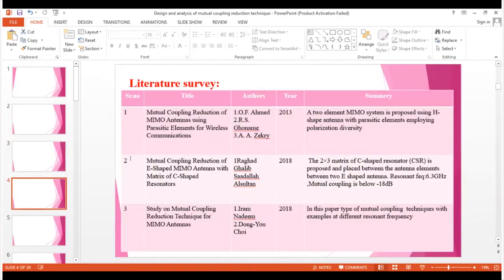Literature survey. In the first paper, a two element S-shaped mutual coupling is used for polarization diversity, and parasitic elements can be used. In the second paper, there are E-shaped or C-shaped parasitic elements used to resonate the frequency at 6.3 gigahertz. In the third paper, different mutual coupling techniques are used like DGS, neutralization, parasitic elements, and EBG and slots like these.